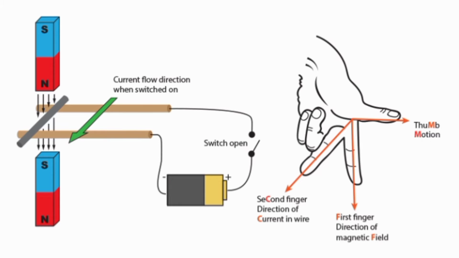As you can see in the picture, the thumb, first finger and second finger are all at 90 degrees to each other. Now let us visualize it, or you can do it with your own hands. Firstly, take your first finger and place it in line with the direction of the magnetic field, that is north to south, and place your second finger in the direction of current in the wire. Now with the help of your thumb, you can tell in which direction the wire moves.